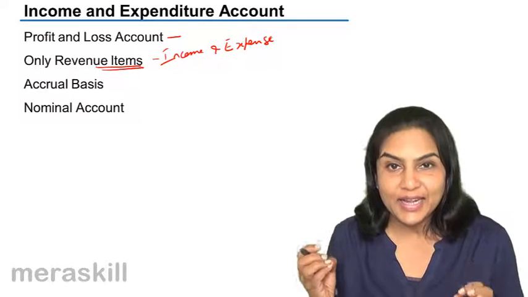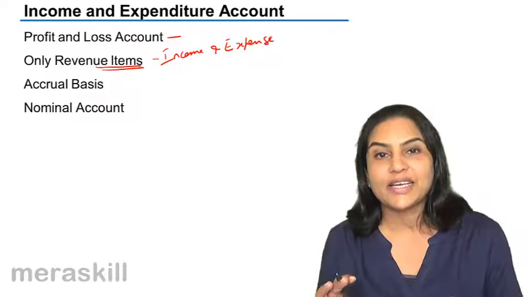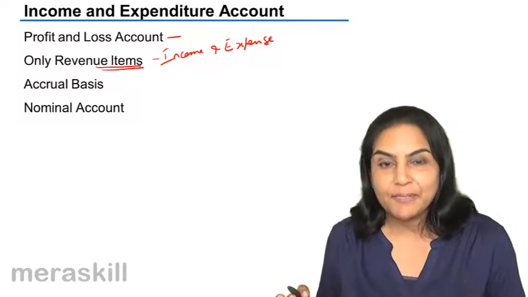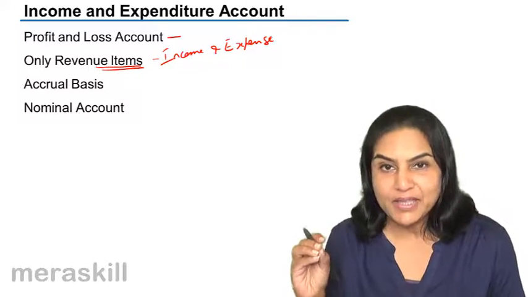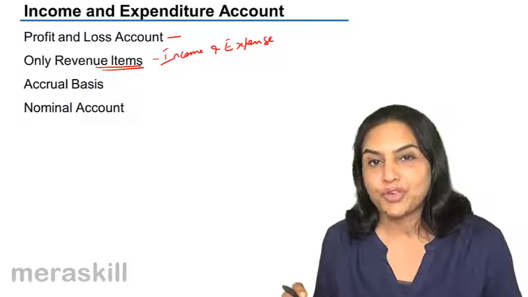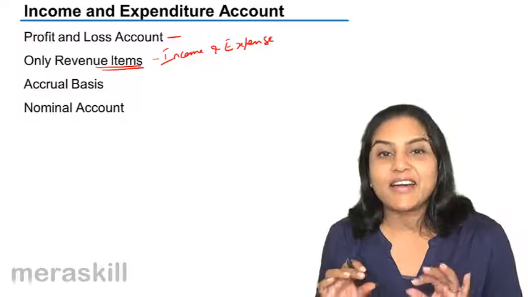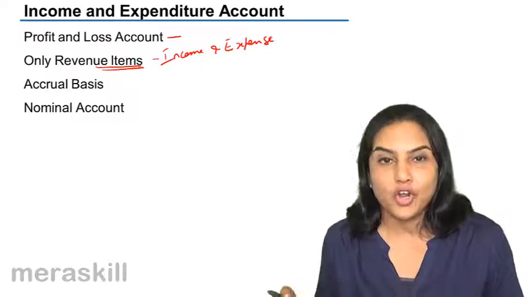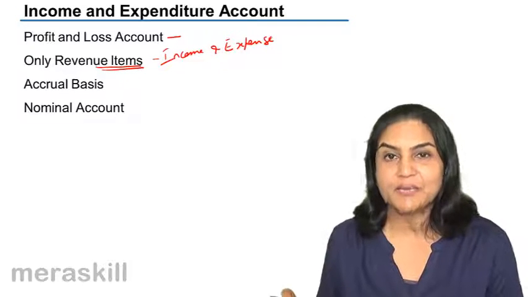When we expect to get benefit over not only the current year, but also future periods, that is called an asset. But expenditure made, expenses incurred, benefit of which we receive only in the current year, that is called an expense. They are revenue items and they are used to ascertain profit or loss for the year. So only revenue items, incomes and expenses.